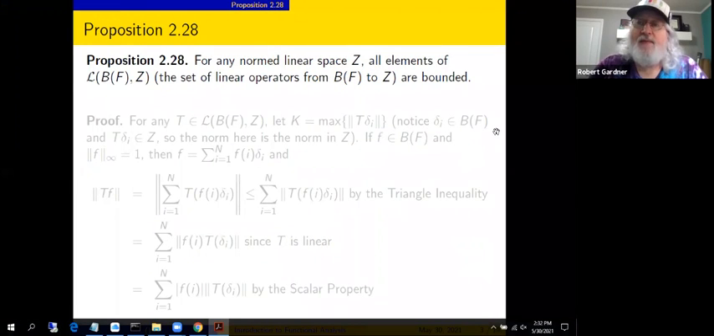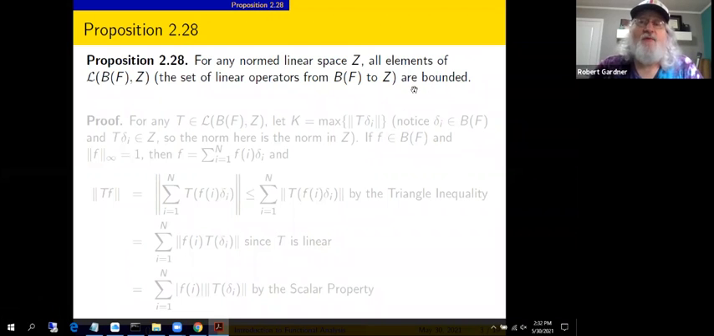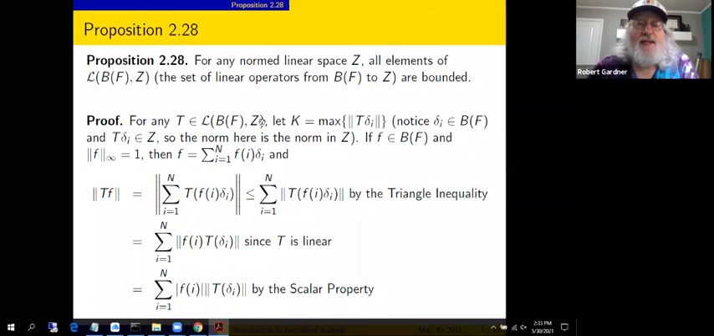So we're in finite dimensions, and we want to establish boundedness. We're in finite dimensions for the domain of these transformations. So take T to be such a transformation. Let K be the maximum of the norm of T applied to vector delta sub i. The delta sub i's were in B of F. In fact, they form a basis for it, as we commented above. So when we look at T of delta sub i, that would be an element of Z.